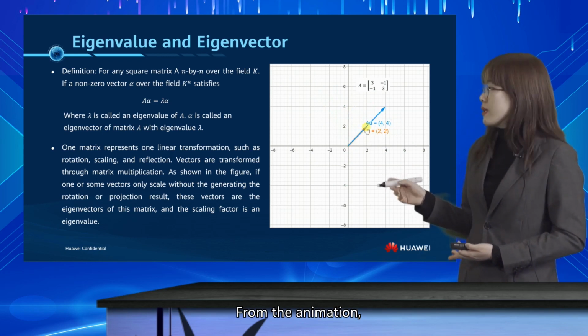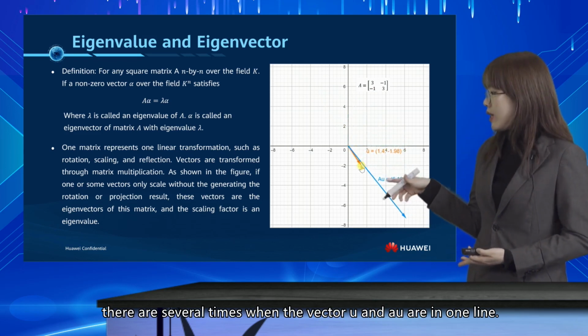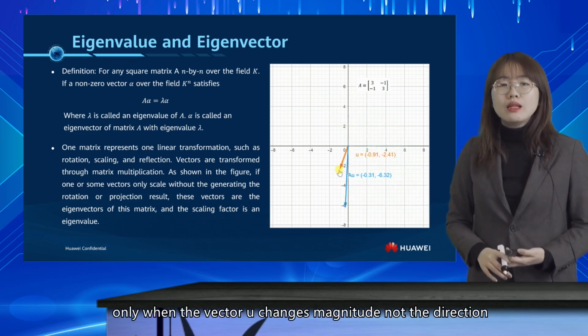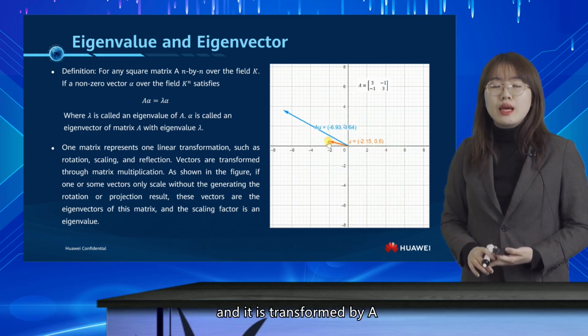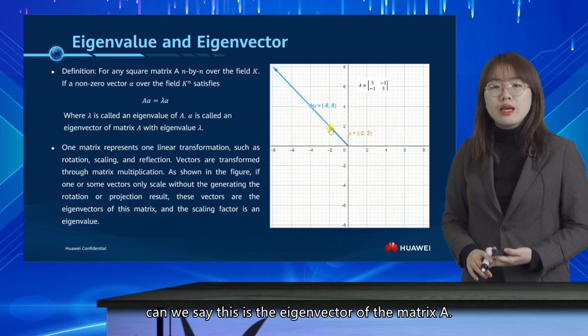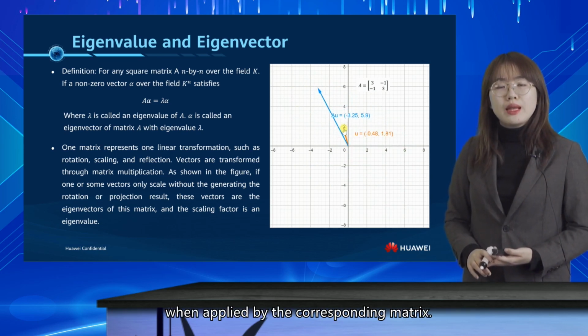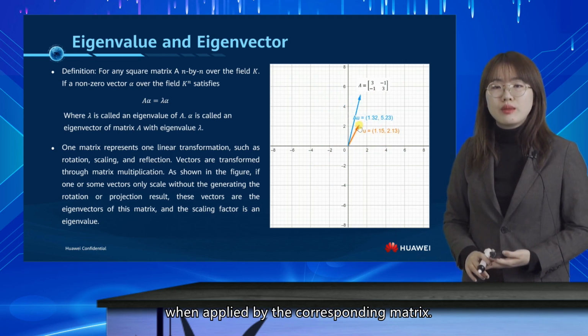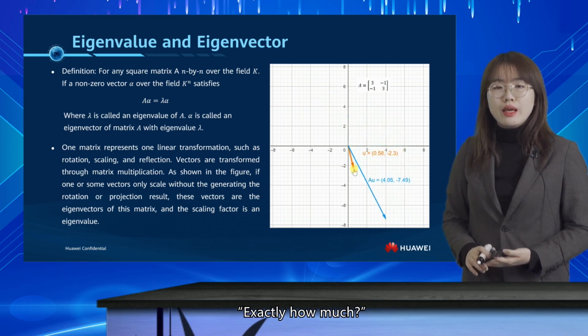From the animation, there are several times when the vectors U and AU are on one line. In other words, only when the vector U changes magnitude, not direction, when transformed by A, can we say this is an eigenvector of the matrix A. Now we know the eigenvector changes only its magnitude when multiplied by the corresponding matrix. Then the question is how much the magnitude changes, exactly.